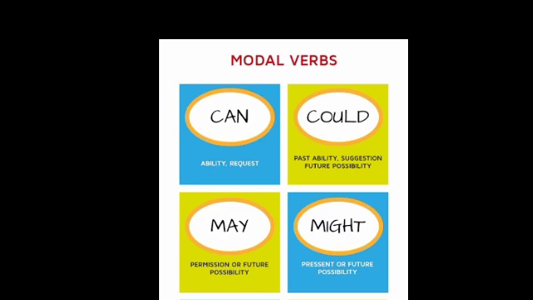Okay. So the functions of can: ability, request. Could: past ability, that means the ability in the past, and suggestion and future possibility. Next one, may and might. The function of may is permission or future possibility, that is seeking permission or future possibility. Something is possible in the future, that is future possibility. Then might, present or future possibility.